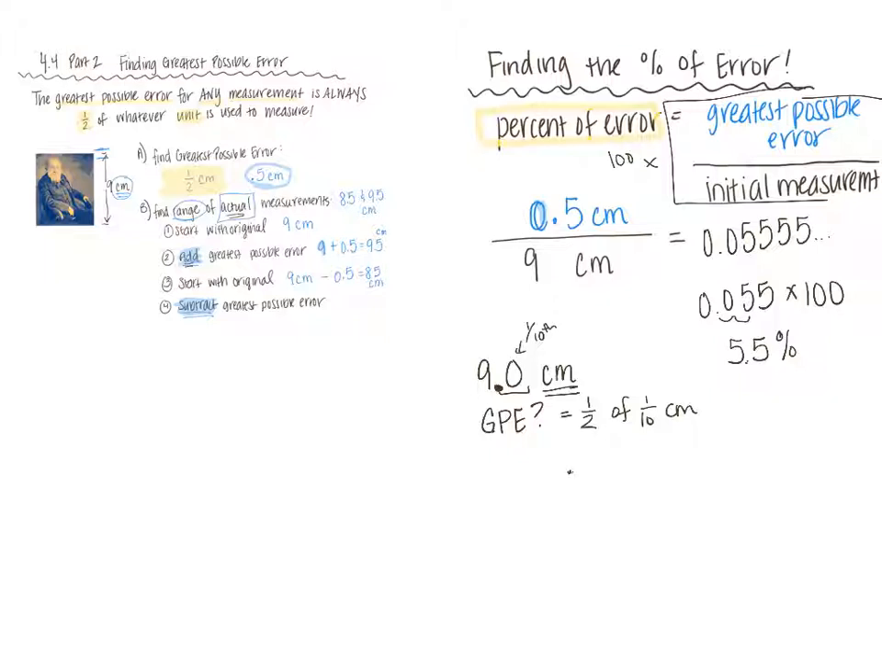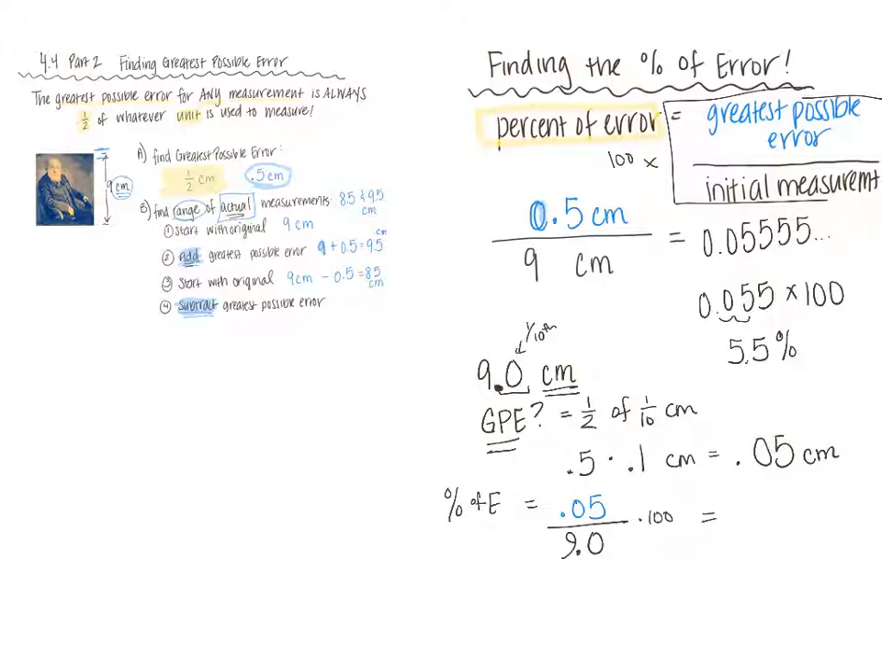That's also the same as 0.5 times 0.1 centimeters, which, if you plug that into your calculator, is going to give you 0.05 centimeters as my greatest possible error. So what percent of error is this greatest possible error? Well, using my formula, I'm going to plug in 0.05 because that's my greatest possible error. I'm going to divide that by my initial measurement, which was 9.0. And remember that you're always multiplying this by 100.